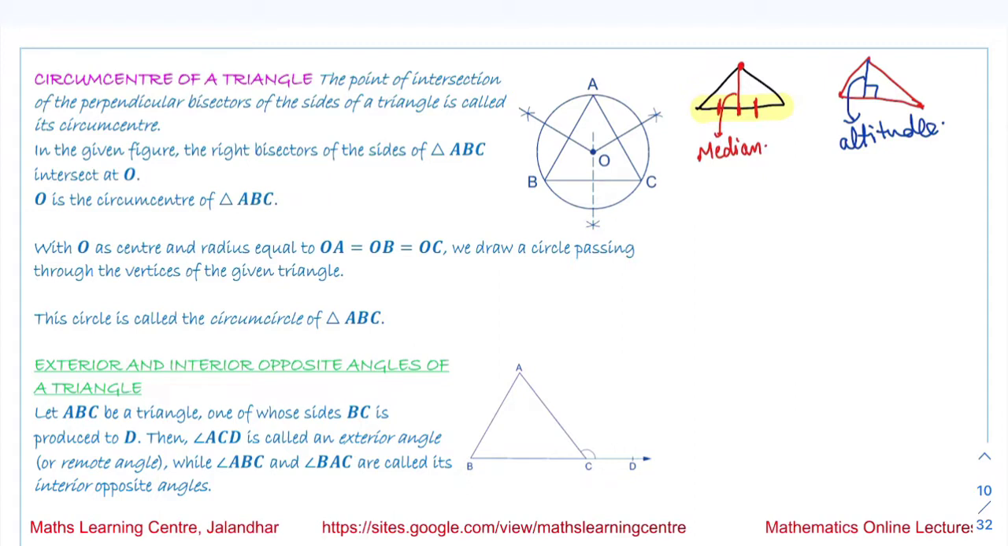Next thing we have done is, again a triangle is given to us. We are drawing the angle bisectors over here. This is the angle bisector, this is the angle bisector, and this is the angle bisector. The angle bisector is dividing these angles into two parts. Then this point is called the incenter.